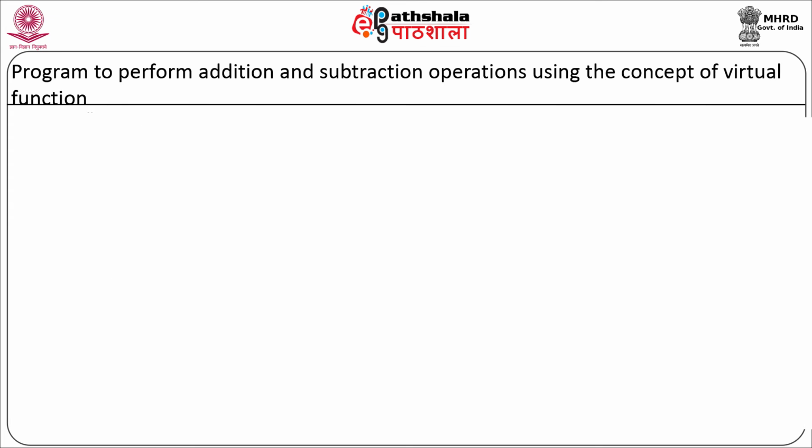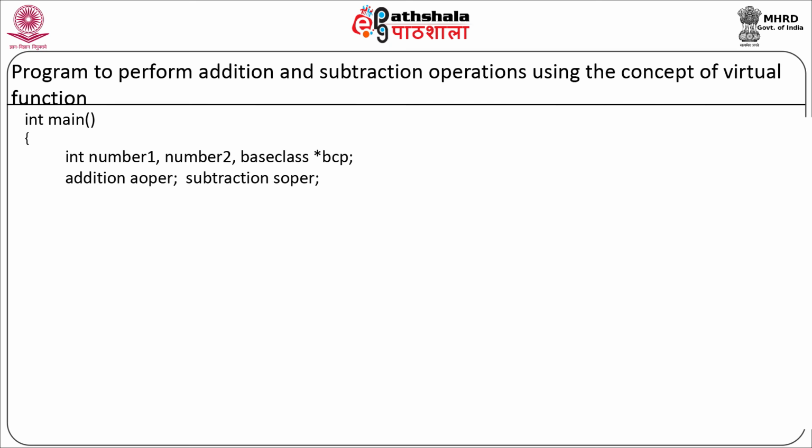Now let us start with our main program. We will declare the variables as int number1, number2. Now we are declaring the base class pointer as BaseClass *bcp. We are declaring the object of the addition class as Addition aopr. The subtraction object is declared as Subtraction sopr. Now we will display the message to the user, enter 2 numbers. We will take the 2 numbers from the user as cin number1, number2.